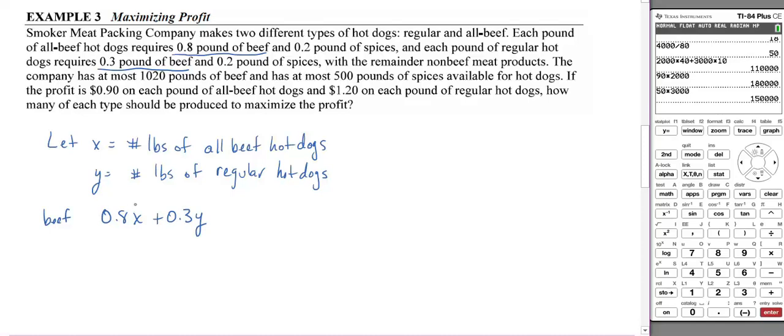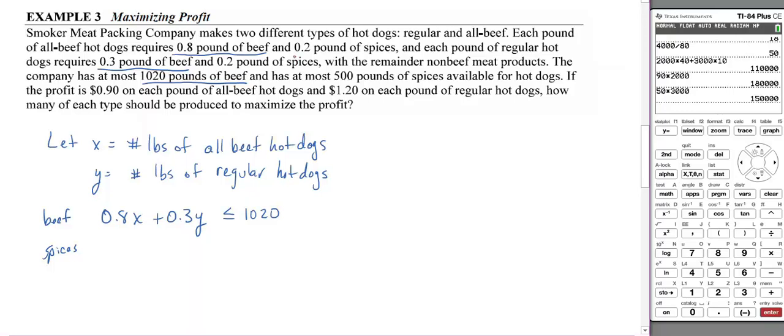And the constraint on beef is that we have at most 1,020 pounds of beef. So we're going to have less than or equal to 1,020 as your total for those. And then have a spices constraint, because that is also constraining.